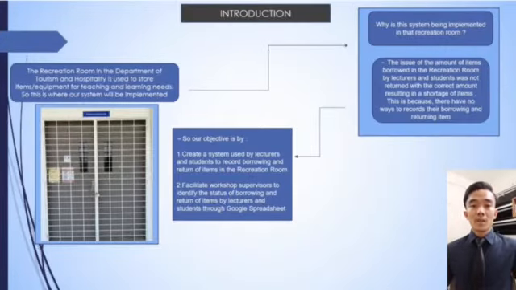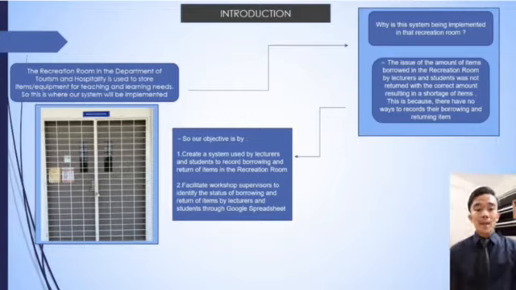The recreation room in the Department of Tourism and Hospitality is used to store items and equipment for teaching and learning needs. So this is where our system will be implemented. Why is this system being implemented in that recreation room? The amount of items borrowed in the recreation room by lecturers and students was not written with the correct amount, resulting in a shortage of items. This is because they have no way to record their borrowing and returning of items.